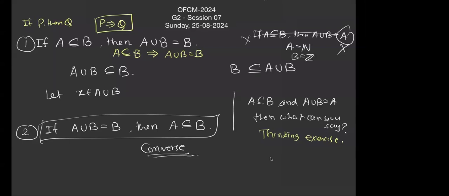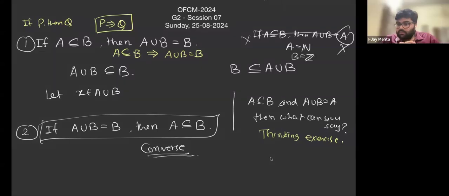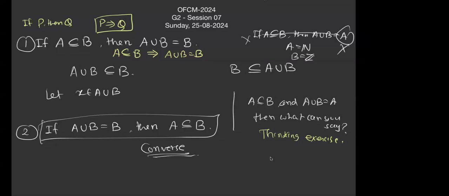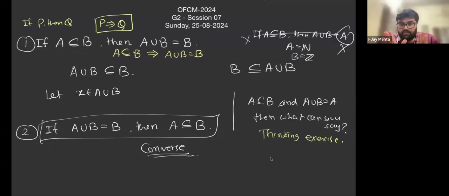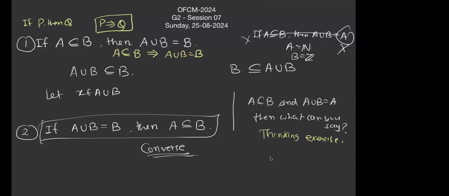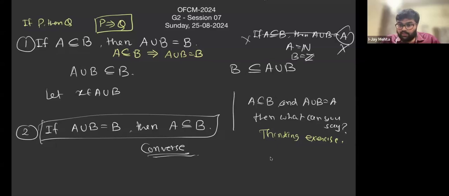In A union B. Vinith, again my question. What do I have to show? If A should be either A or B. What do I have to prove? In statement number 2, A union B is a subset of B. A union B is a subset of B has to be proved.